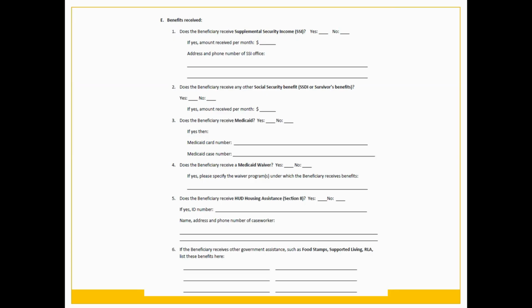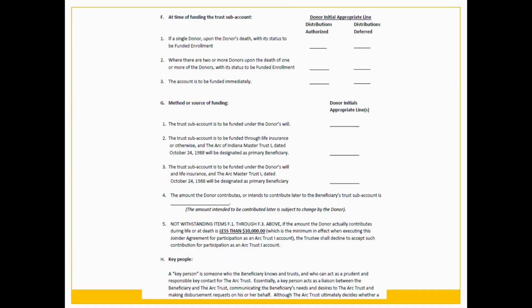Number 3 in this section is where we ask about the beneficiary's Medicaid benefits. The Medicaid card number is the 12-digit number that is found on the beneficiary's Medicaid card, and the Medicaid case number is usually found on the upper right-hand corner of letters received by FSSA. We only need either the card number or the case number. It is not necessary to have both.